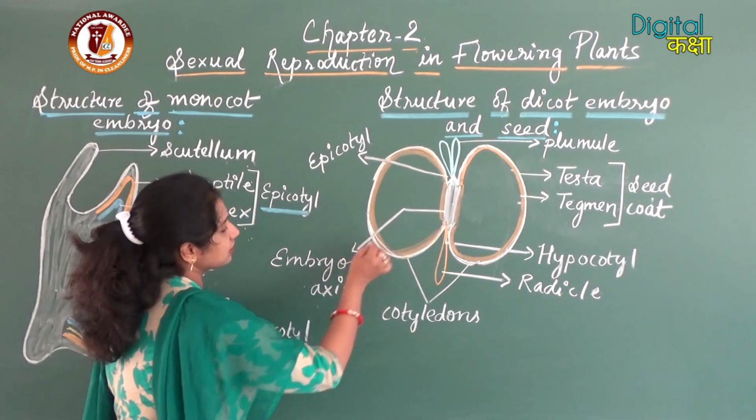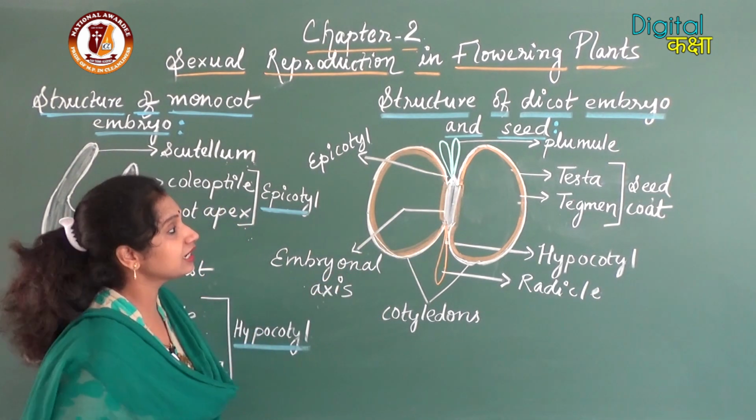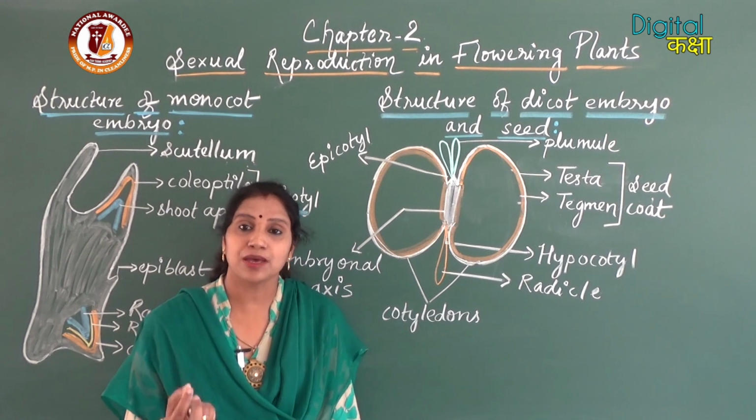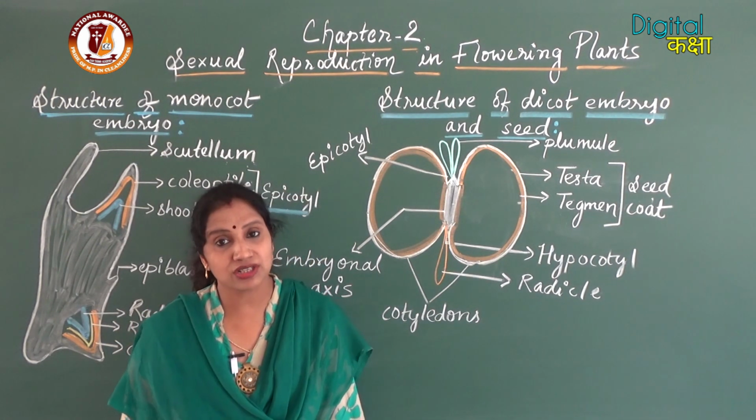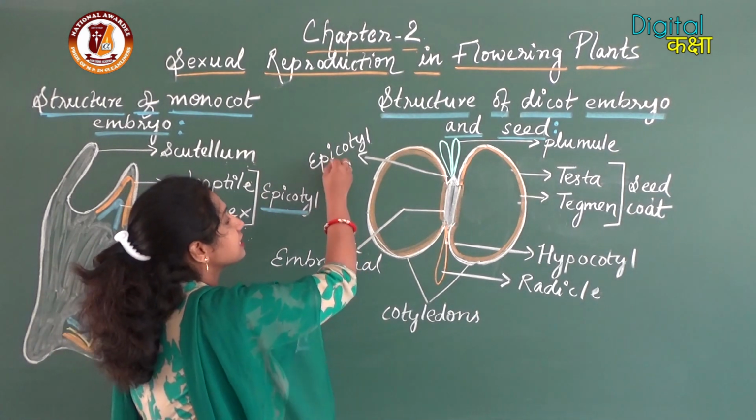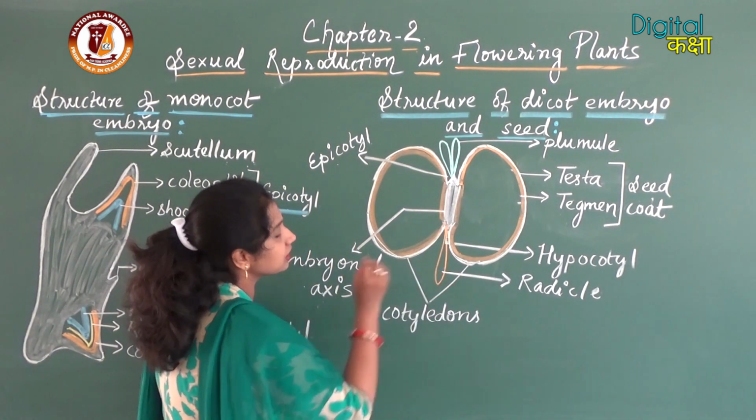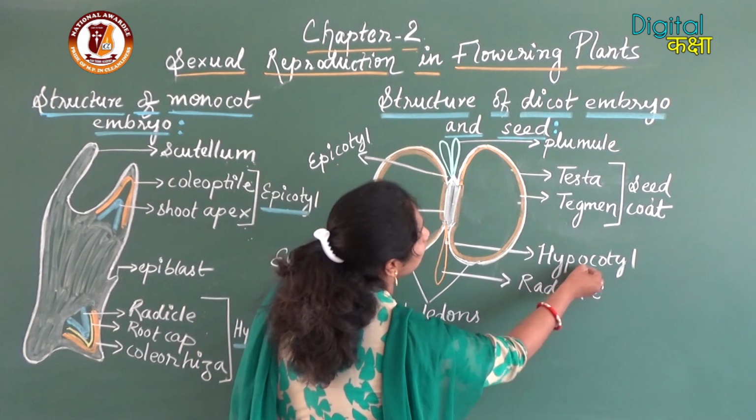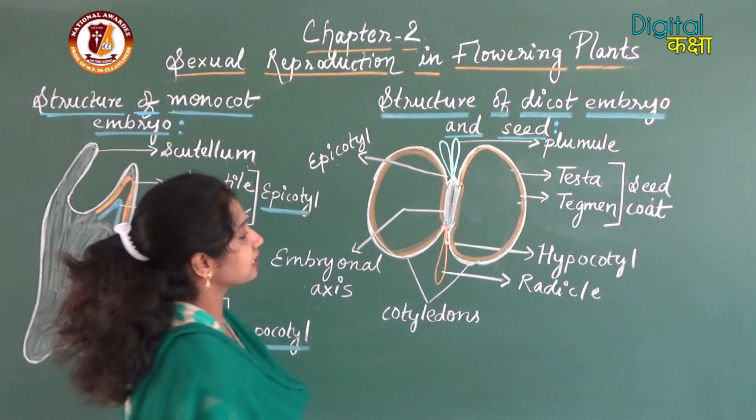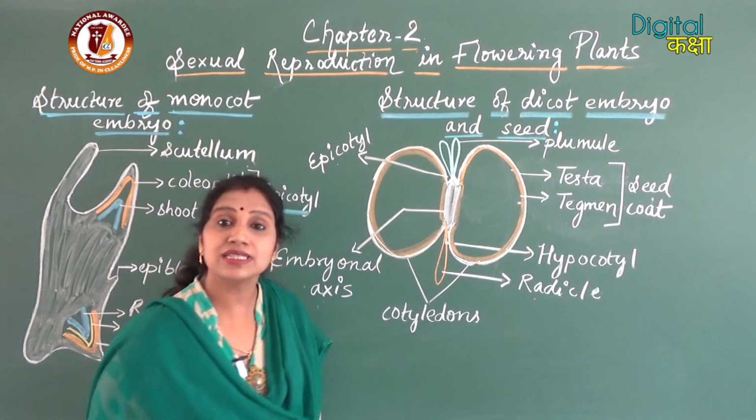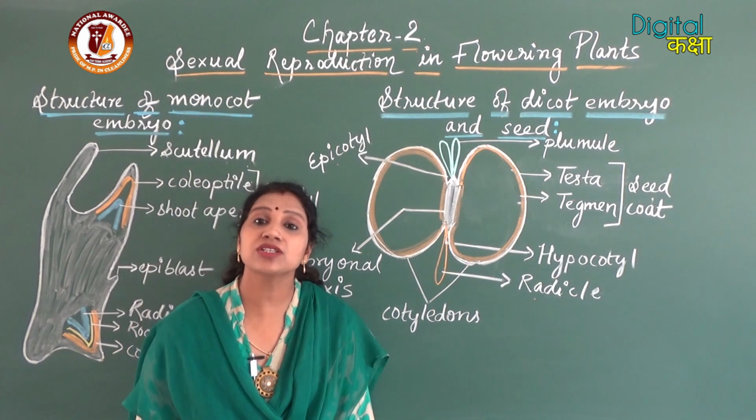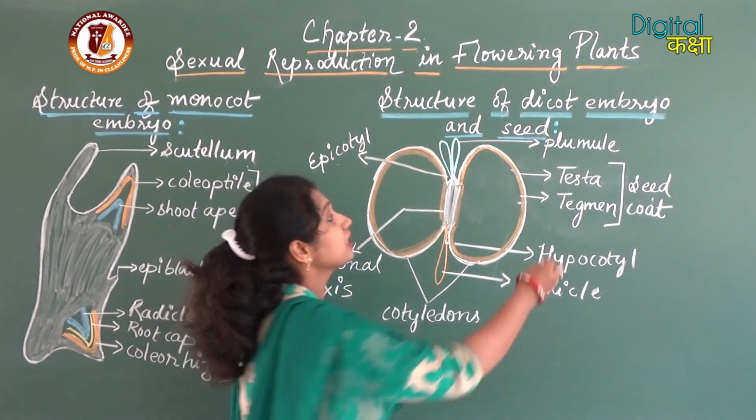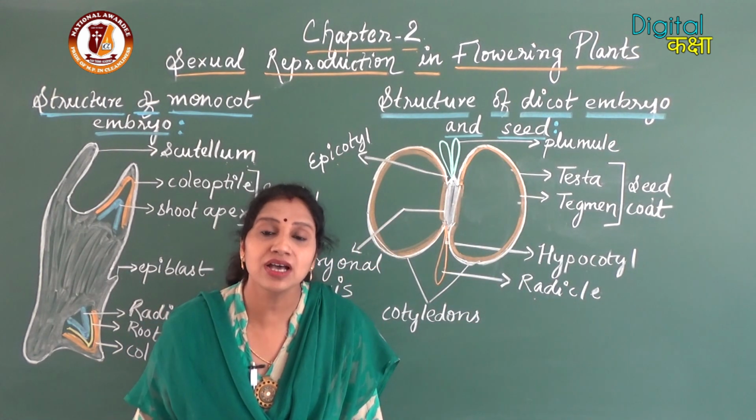At the center of the cotyledons, the embryonal axis is there. Above the embryonal axis, the epicotyl is there, meaning the part which will arise above the cotyledons is called the epicotyl, and the part which is below the cotyledons is called the hypocotyl. As you already know, the hypocotyl region will consist of the radicle which is going to form the root, while the epicotyl region will consist of the plumule which is going to form the shoot.